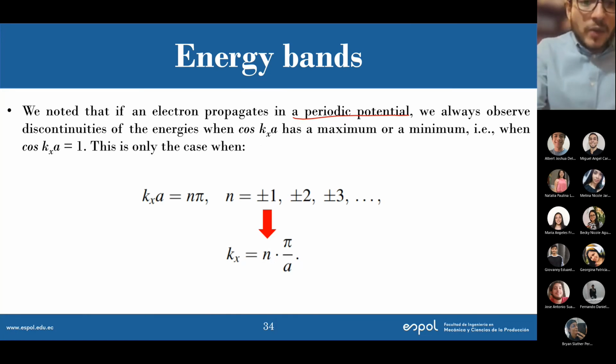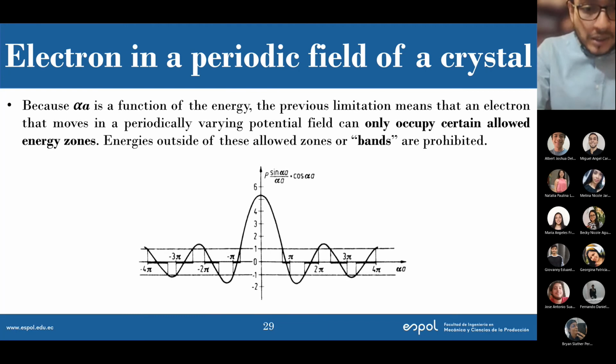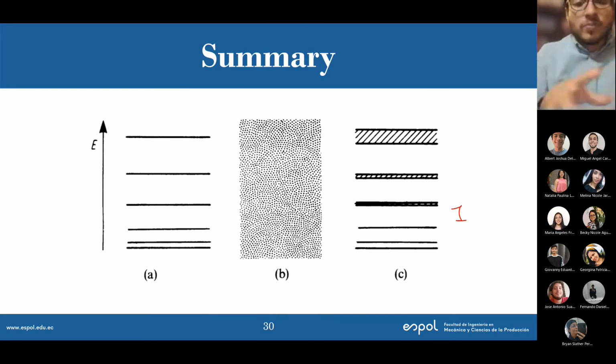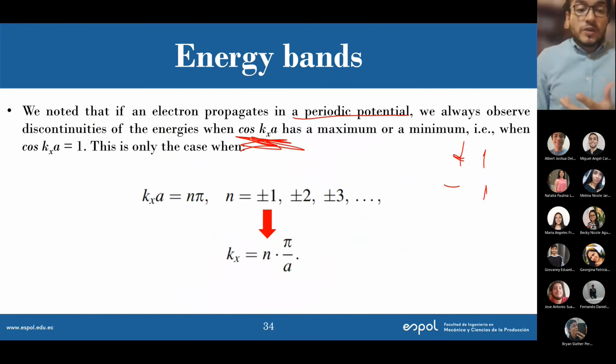The discontinuities are when the cosine of the wave vector times the lattice constant is either plus 1 or minus 1. It's when they reach the maximum. Remember, it's like I cut this off, cut that off, and those are discontinuities. That's why, when you plug that back into the Schrodinger equation, you get these discontinuities of energy.